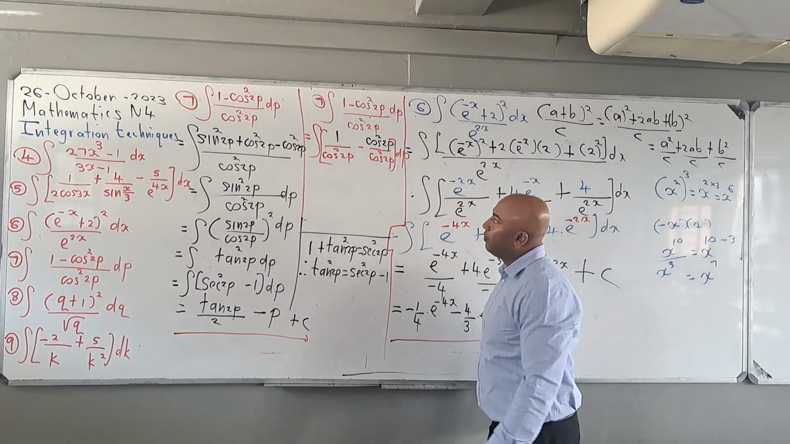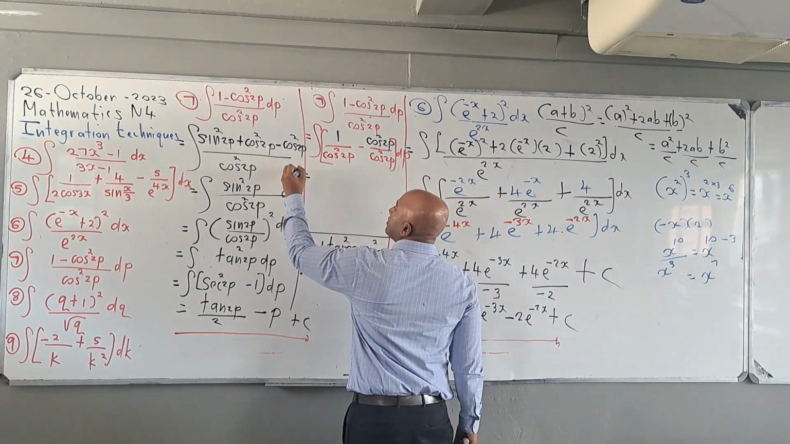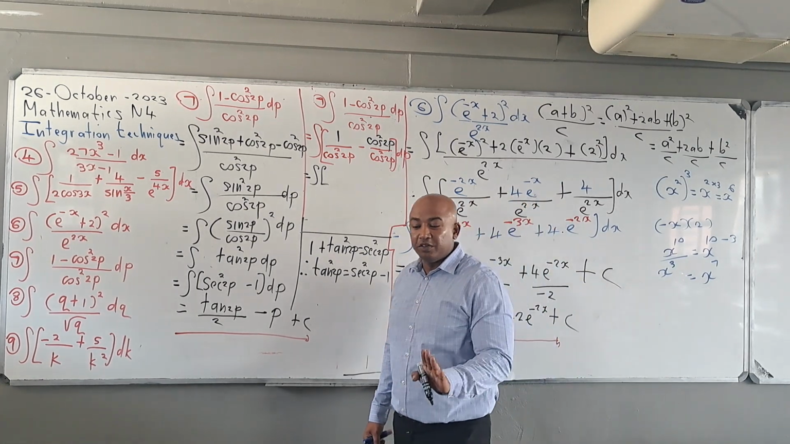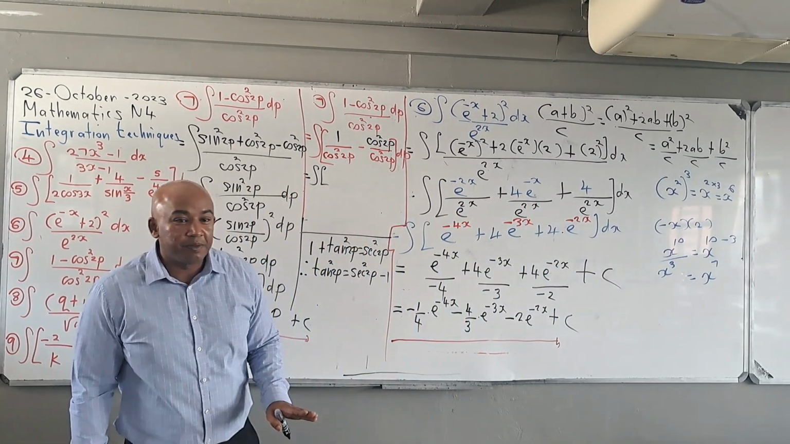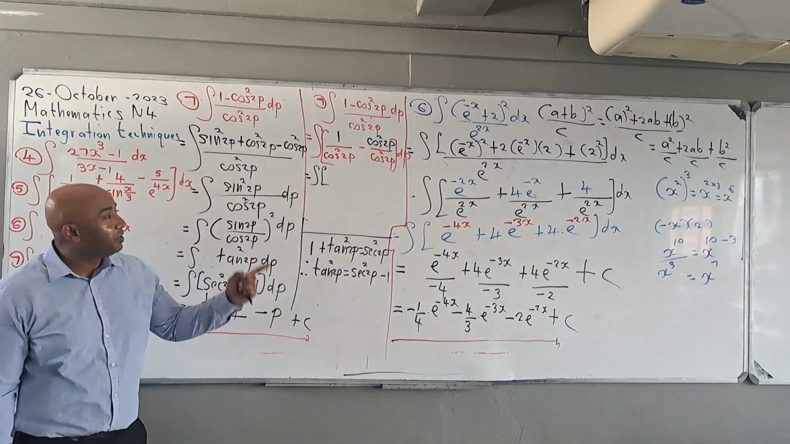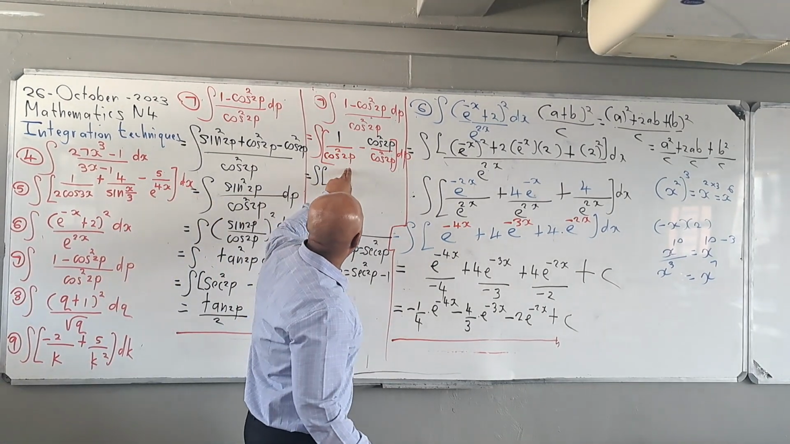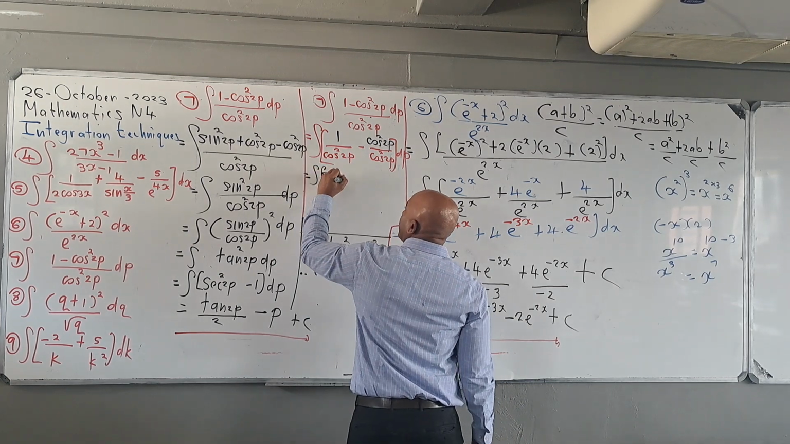Okay, now simplifying. What is 1 over cos? Now this is not given to you again. If you want to get 100% here in N4, you make sure you know your trigonometry properly. Alright, so 1 over cos squared is sec squared.